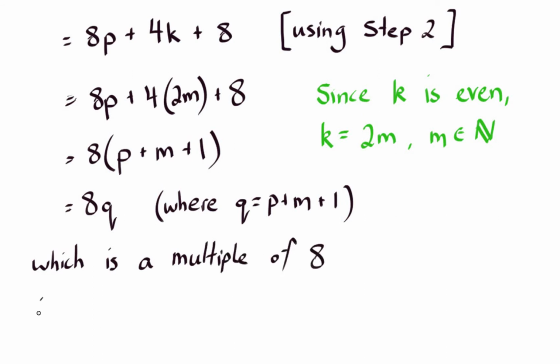And so therefore it is true for n equals k plus 2. So we've done steps 1, 2 and 3, and we would now finish off with some conclusion that by the process of mathematical induction we have proven that this proposition is true for all natural numbers that are even. Alright, on to example 2.